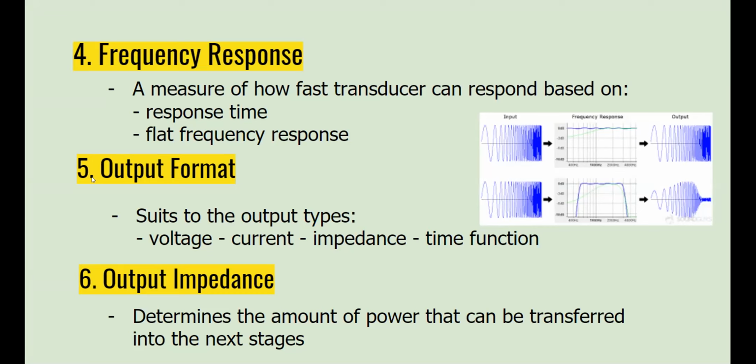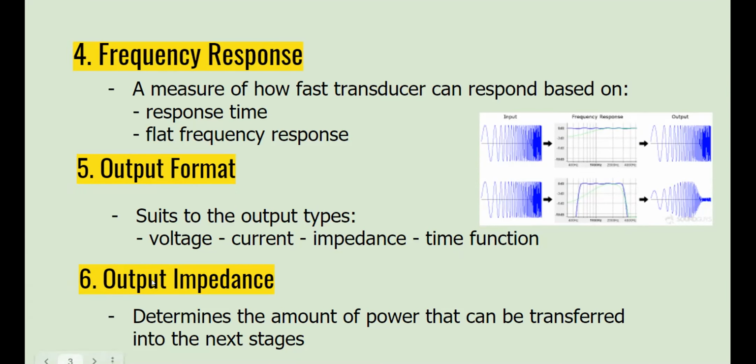So the fifth characteristic is the output format. There are a few types of output of the transducer. First of all is voltage. Next we have current, and then impedance, and also the time function. So we must select the transducer based on the output that we want.